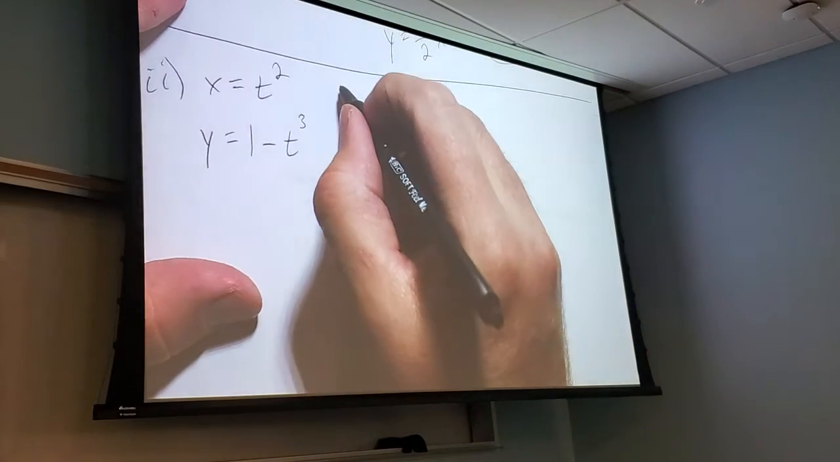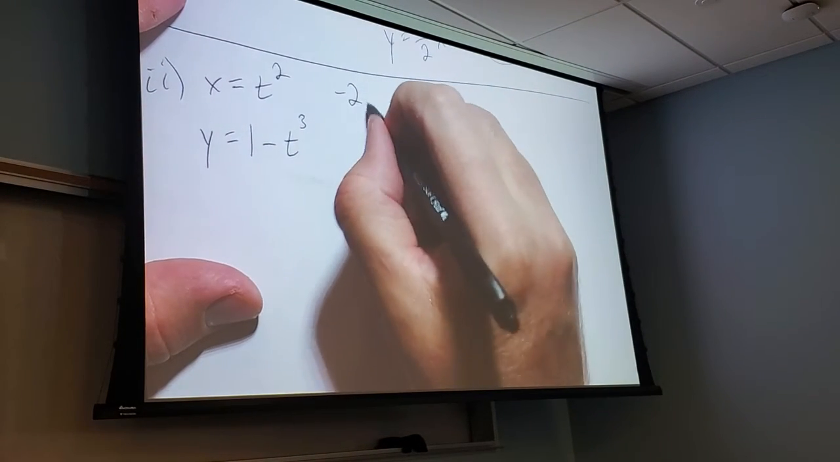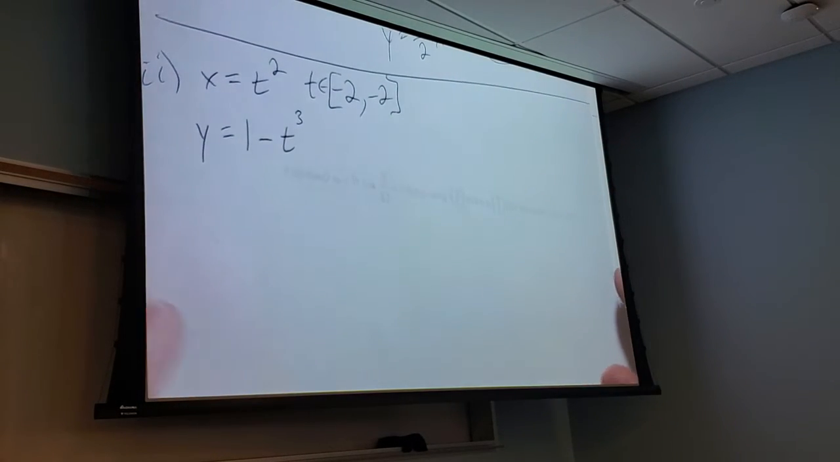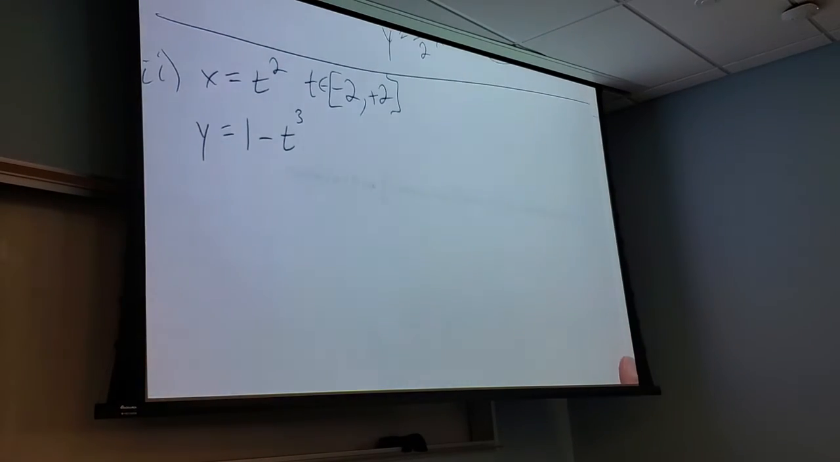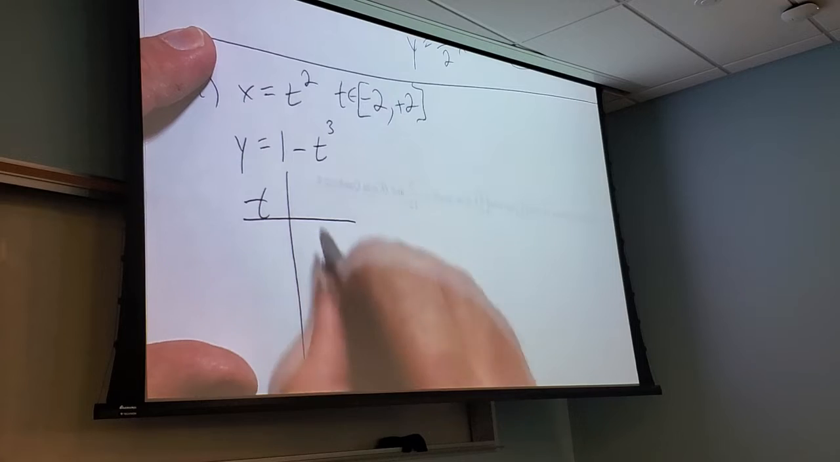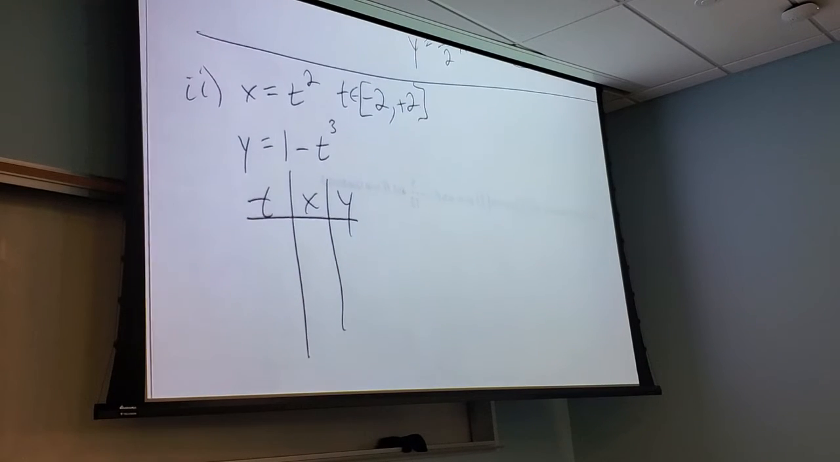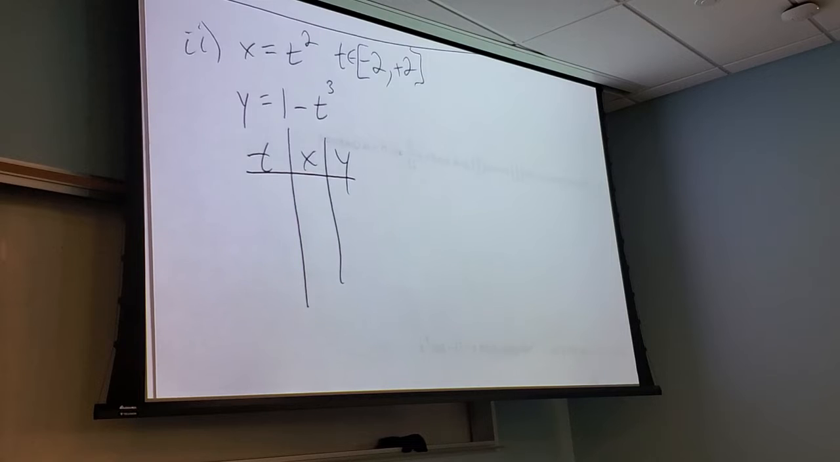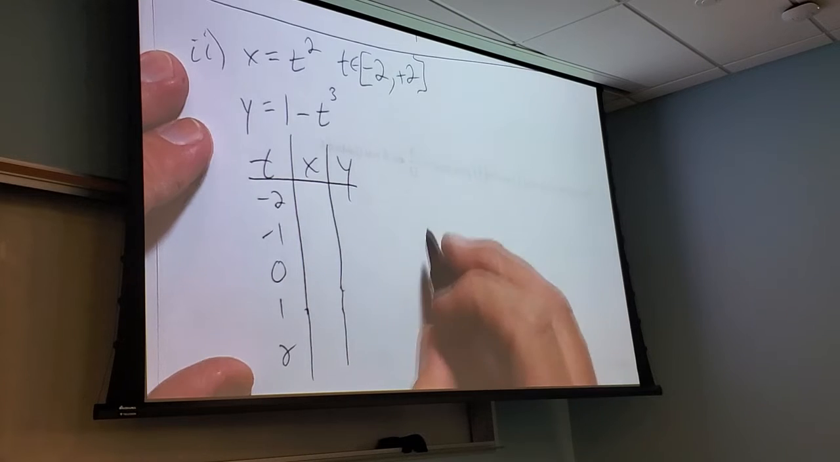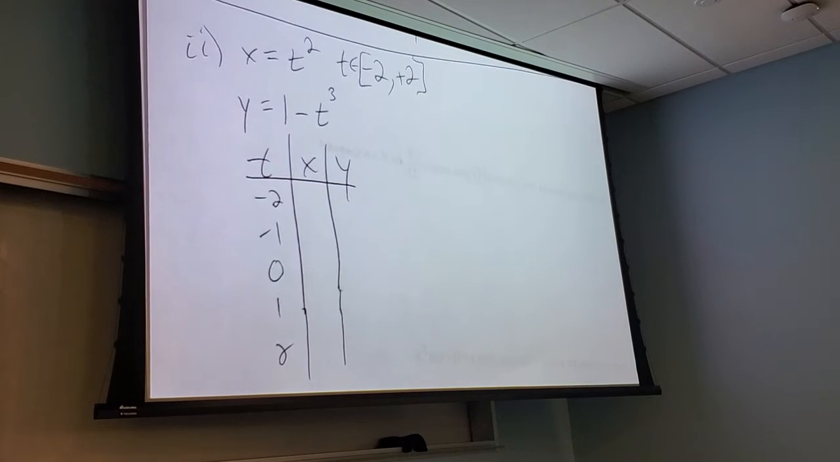So let's see what happens. Let's say that t goes from -2 to 2. So let's make a table of values and see what this weird thing does. So -2, -1, 0, 1, 2. So my normal XY table just becomes one column bigger. But it's still creating points.